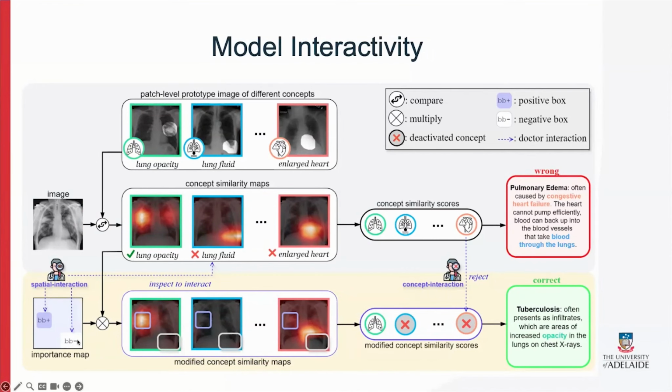And we can see this negative bounding box here is suppressing the similarity maps of the enlarged heart concept, leading to the deactivation of this concept. And the doctor can also just set this concept of lung fluid to 0 by concept interaction to deactivate the concept. And after the doctor has interacted with the model, it predicts again to obtain the class of tuberculosis that is very relevant with the opacity concept, which is correct.